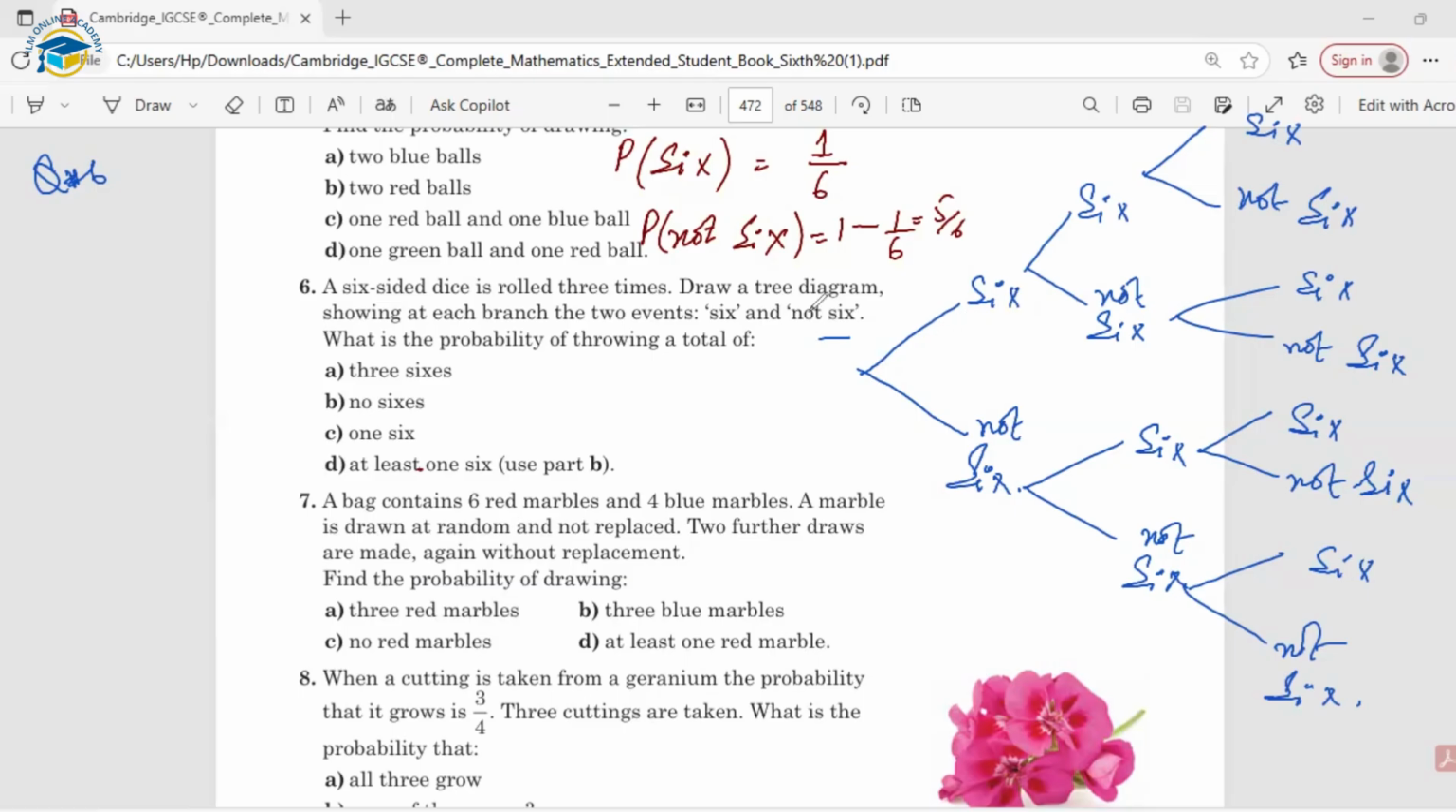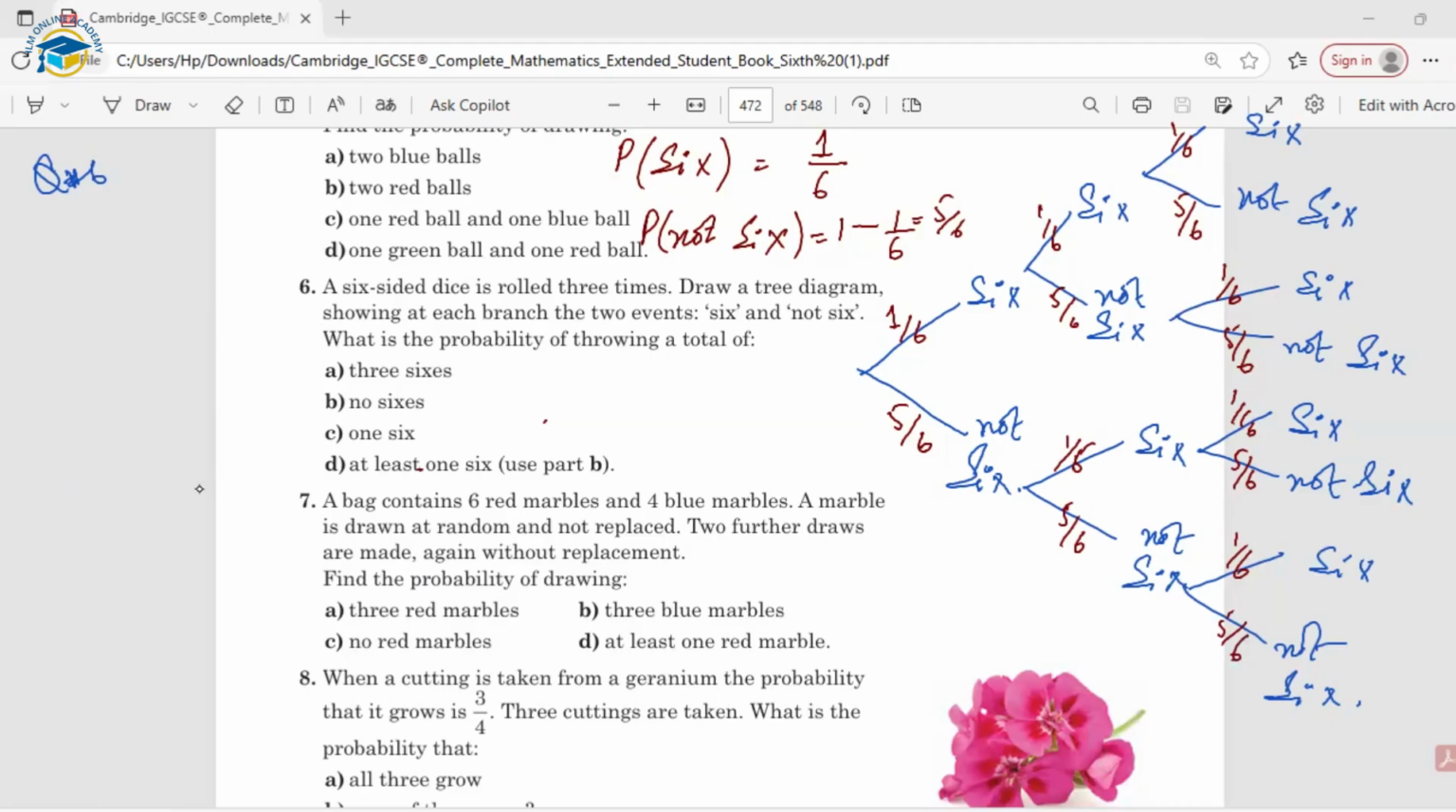Okay, so accordingly we will write the possibilities over here. But here there is no concept of picking or not picking, like with replacement and without replacement is not over here. Okay, getting 6 probability is 1 over 6, not 6 is 5 over 6. 1 over 6, 5 over 6, on every branch. Okay, tree diagram is done.